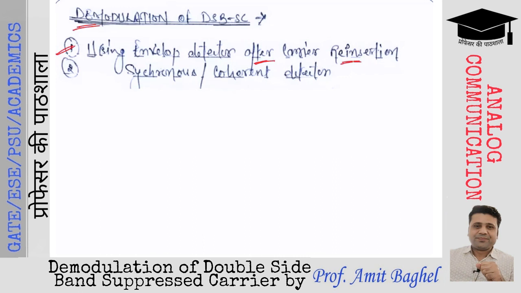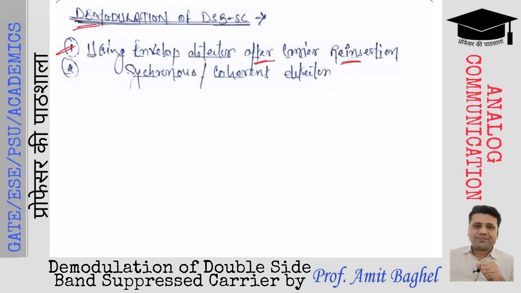That means in the DSBSC signal, we will reinsert the carrier. After reinserting the carrier, meaning after addition, we'll apply the envelope detector method. So in the DSBSC signal, when we reinsert the carrier, it will become a standard AM signal, and we can detect the standard AM signal using the envelope detector. So this is method number one.